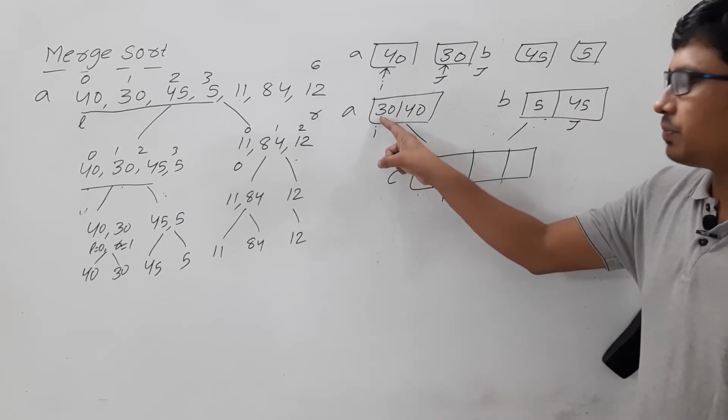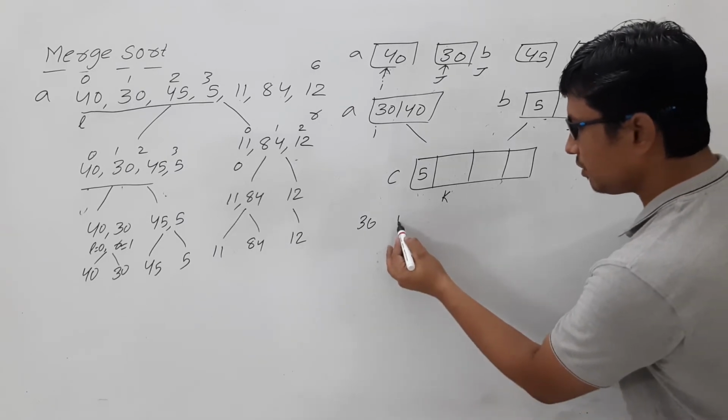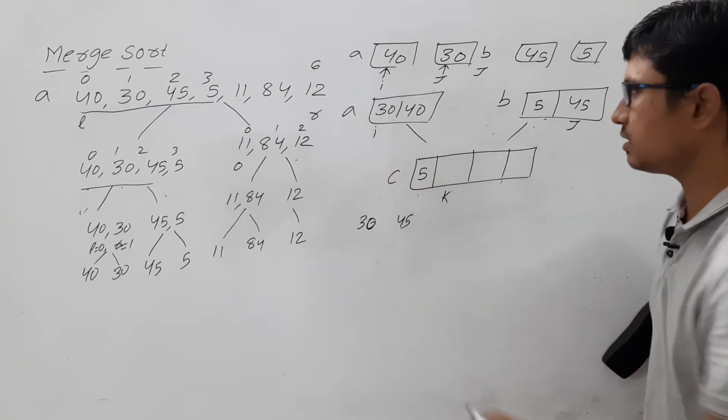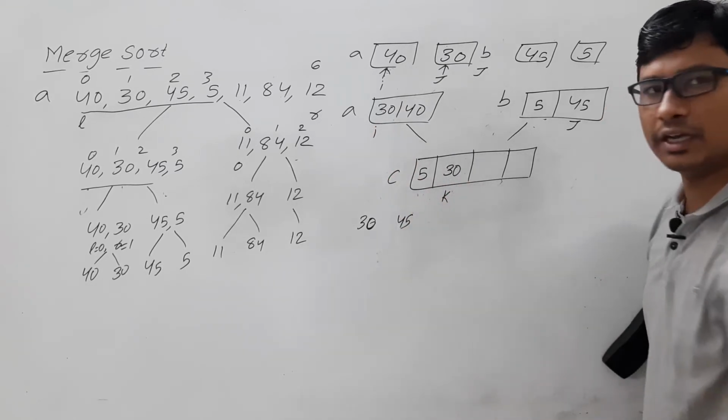Now again you compare A of I, which is 30, and B of J, which is 45. Which is less? Among 30 and 45, 30 is less. So you take the A of I value and keep it in the C of K value.